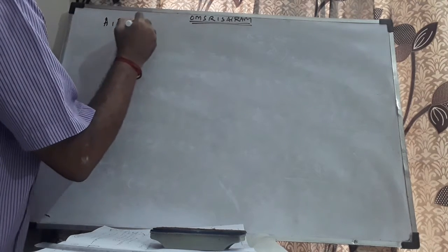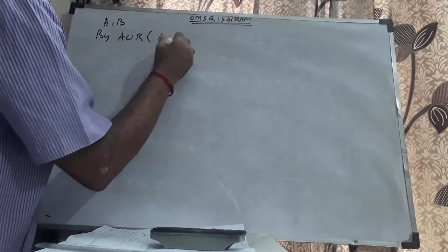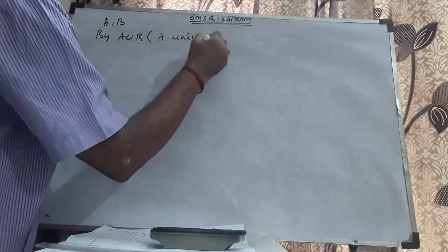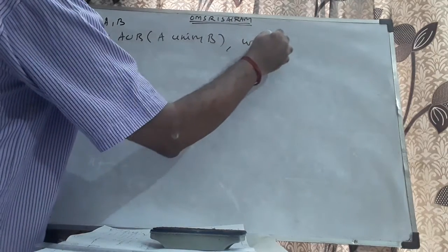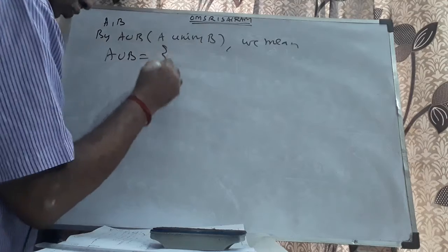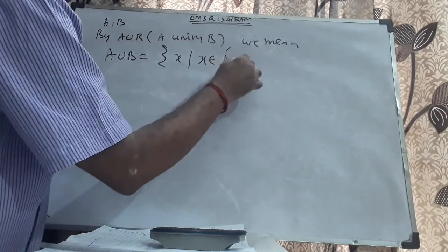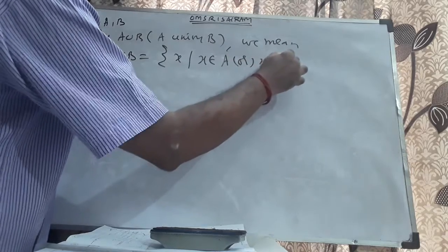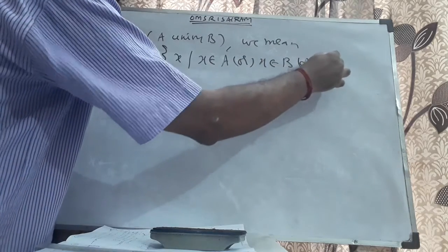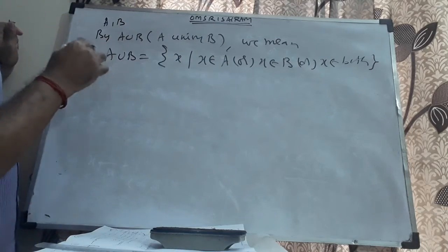Okay, now another thing, if you are given two sets A and B, by A union B, what is the definition? A union B is equal to the set of all x such that x is an element of A or x is an element of B or x is an element of both. If it is there in one of them, it will be there in the union.